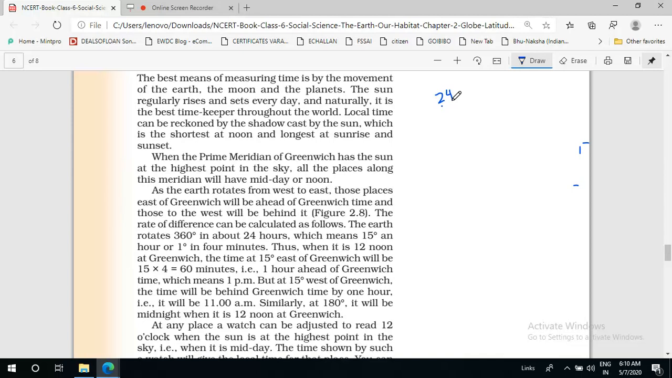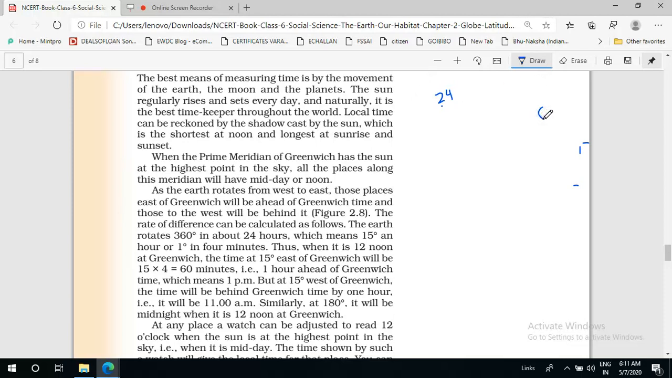अर्थ को अपने चारों तरफ घूमने में 24 आवर्स लगते हैं. 24 घंटे में अर्थ अपने चारों तरफ की एक चक्कर कंप्लीट कर लेता है. Okay. Now tell me, if the earth has completed one circle around itself, then how much degree is it moving? How many degrees are there in a circle?